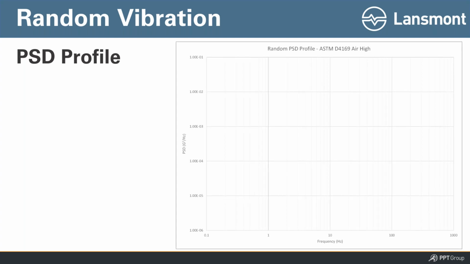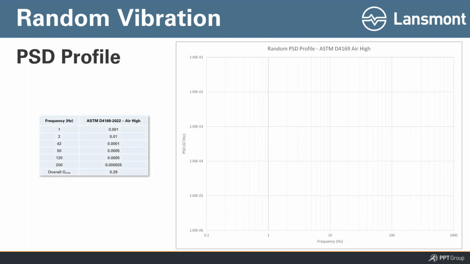So when we program PSD profile breakpoints into a vibration controller, I'm going to show you what that looks like. This is the PSD breakpoints for the newer ASTM D4169 air profile. 6 breakpoints, you see them on the left, frequency versus PSD. So basically what we do is we plot those. Over on the right-hand side, you see 6 points on a graph.